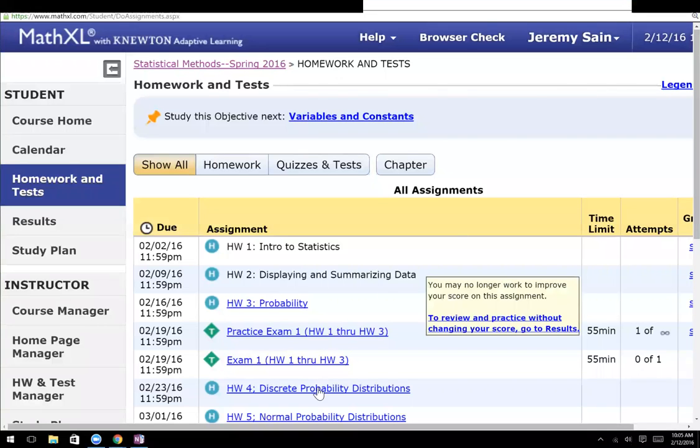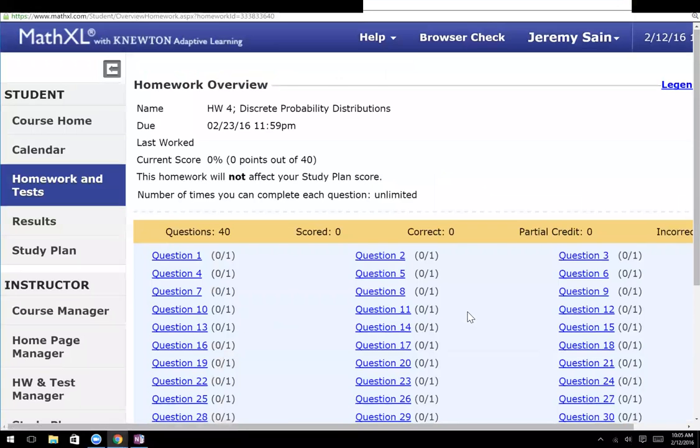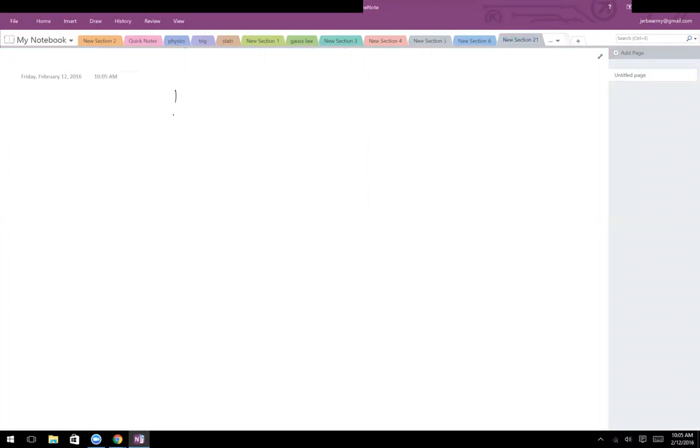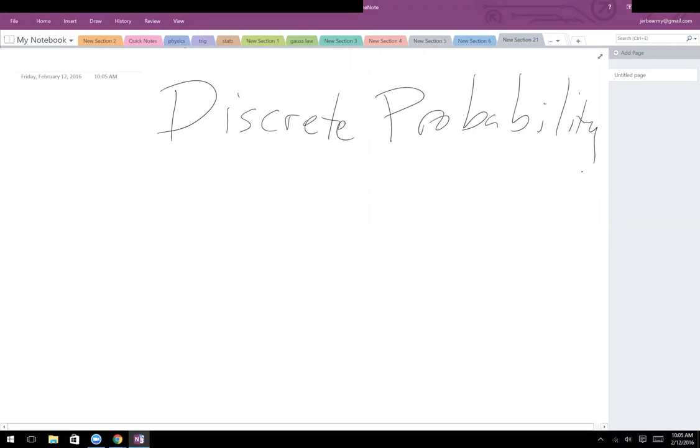All right, so let's go to homework 4. And I guess I should actually tell you a little bit before we jump into it. Okay, let's grab a new sheet. So homework 4 is about discrete probability distributions.